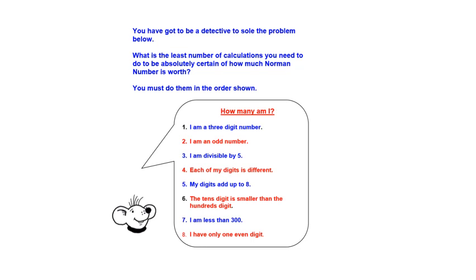How many am I? I am a 3-digit number. I am an odd number. I am divisible by 5. Each of my digits is different. My digits add up to 8. The tens digit is smaller than the hundreds digit. I am less than 300. I have only one even digit. Here's a pause point, and off you go.